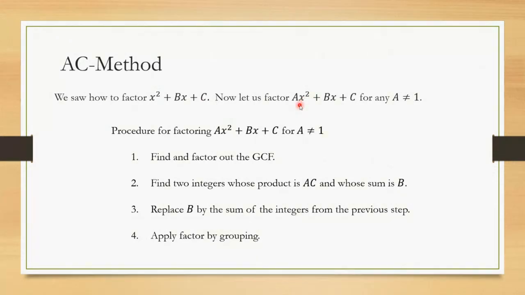Although if it's 1, you probably don't want to use the AC method because that's a lot more work than necessary for the case when A is 1. But when A is not 1, this is the method we use. I went over this last time, so I'm just reminding you what it is. It's based on factor by grouping. There are other techniques that one can use, and if you want to use one of those, as long as you show your work so that I understand what you're doing, that's fine.